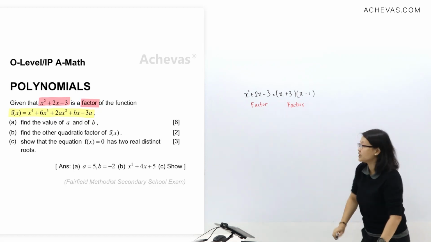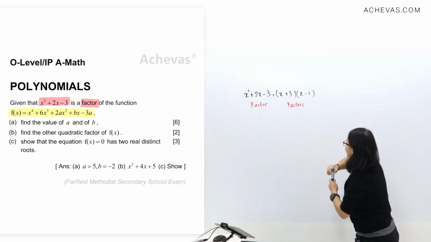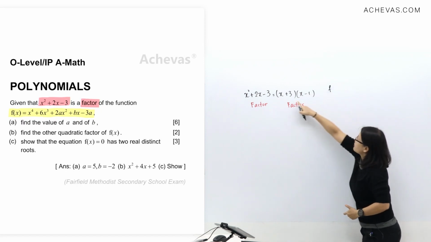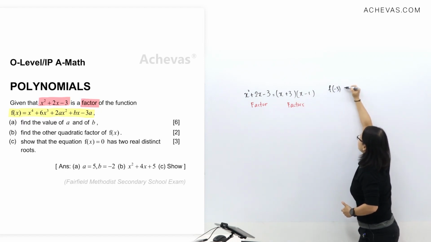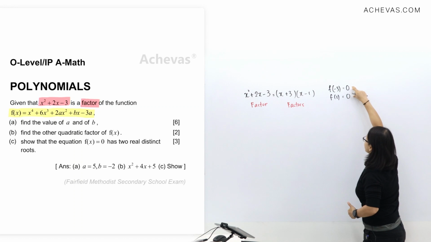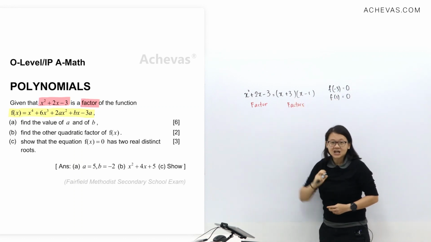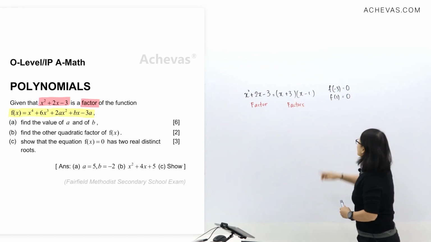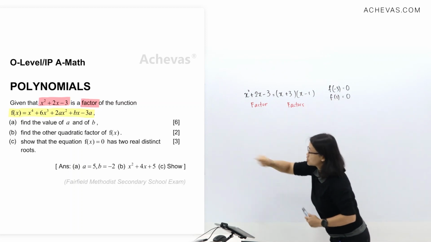So now what you can do is that, since I'm given the name f(x), if I substitute -3, my remainder here will be 0. And if I substitute 1, the remainder will be 0 as well, because they are factors. So we're going to do that two-step. So let's substitute -3 into the function first.